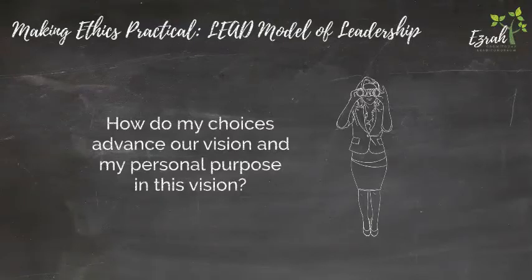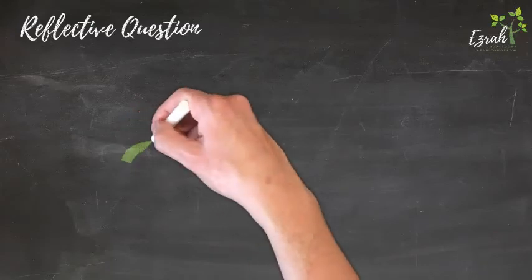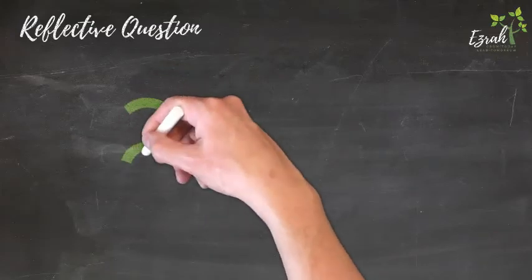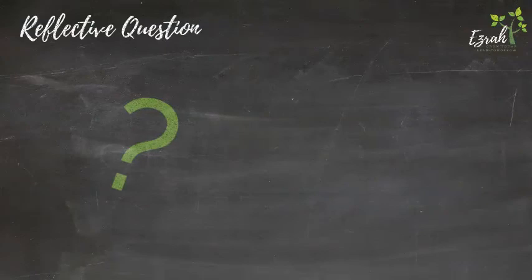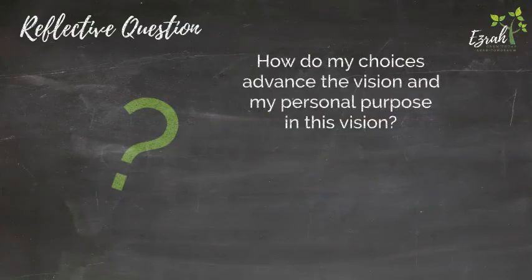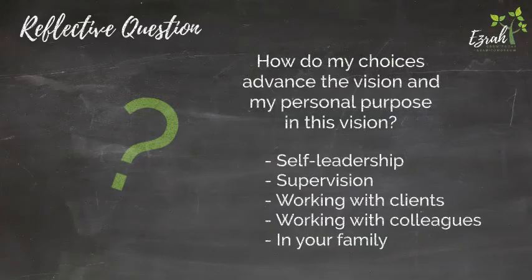To make this even more practical, we want you to reflect on the following questions. How do your choices advance the vision of your organization, and what is your personal purpose in advancing that vision? You may choose any one of the following contexts to reflect on this question: self-leadership, supervision, working with clients, working with colleagues, or how can you actually also implement the LEAD model within your own family?